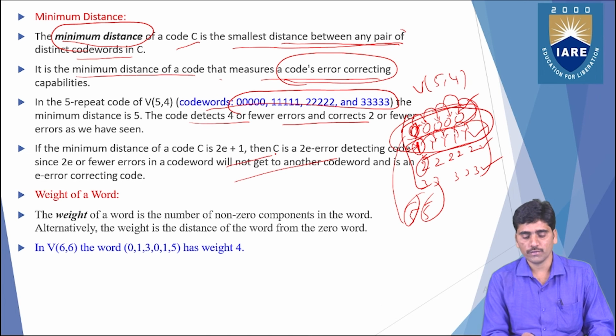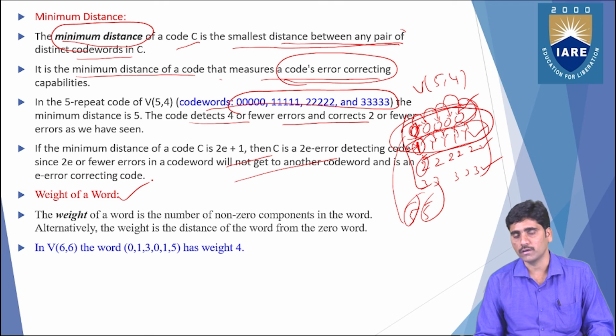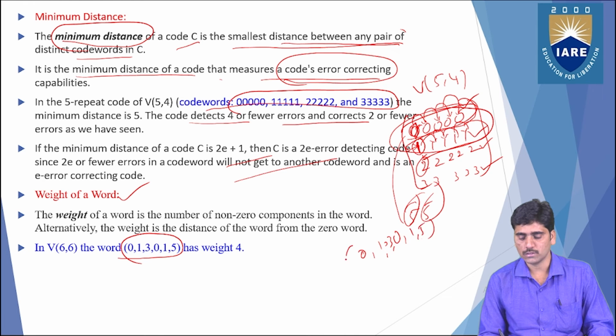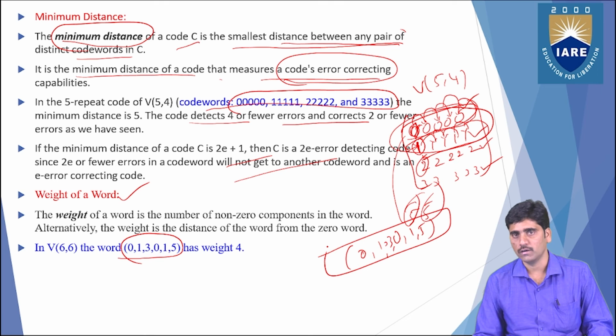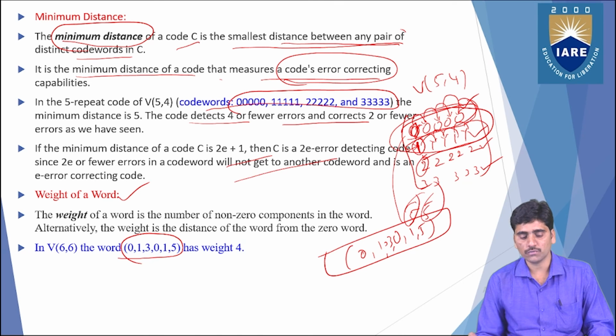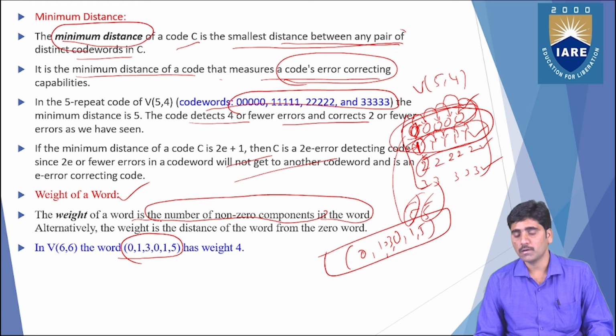And the last one, the weight of a word. Generally a word is something like 0 1 3 and 0 1 5, so this is one word. What we need to find is the weight of a word. The weight of a word refers to the number of non-zero components in the word.